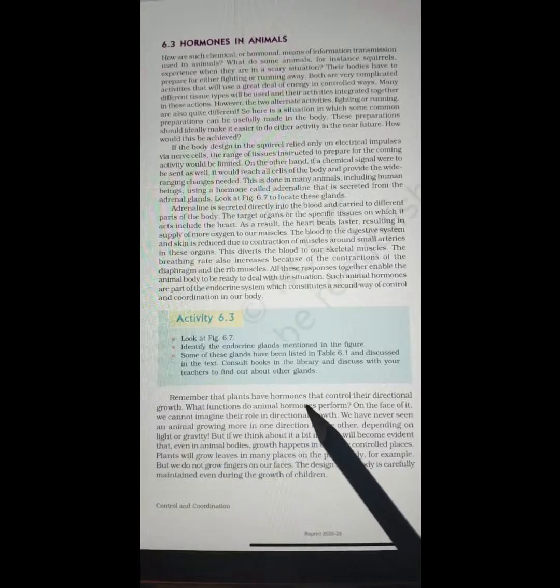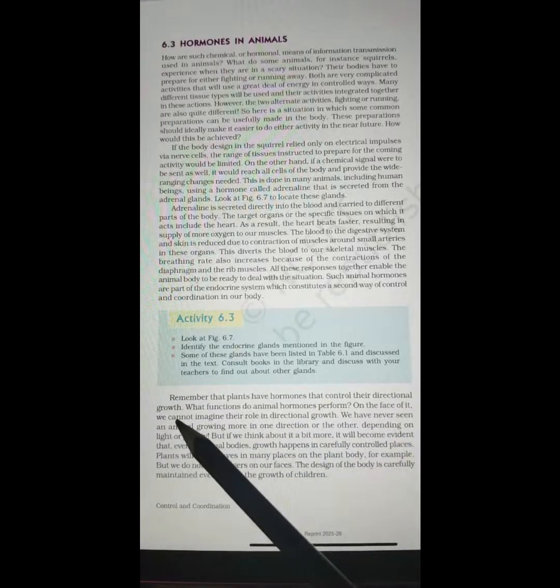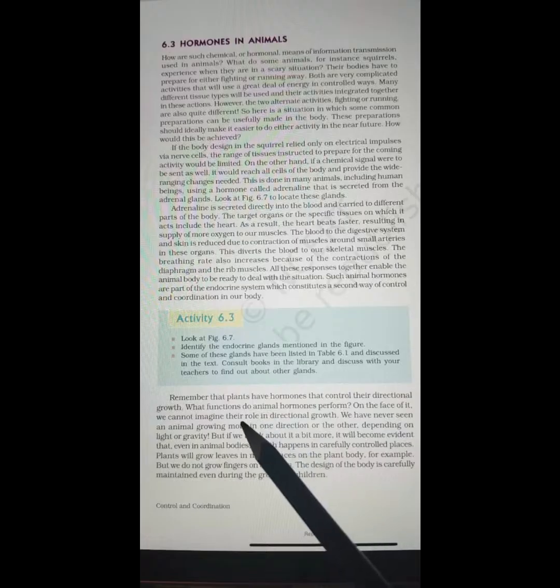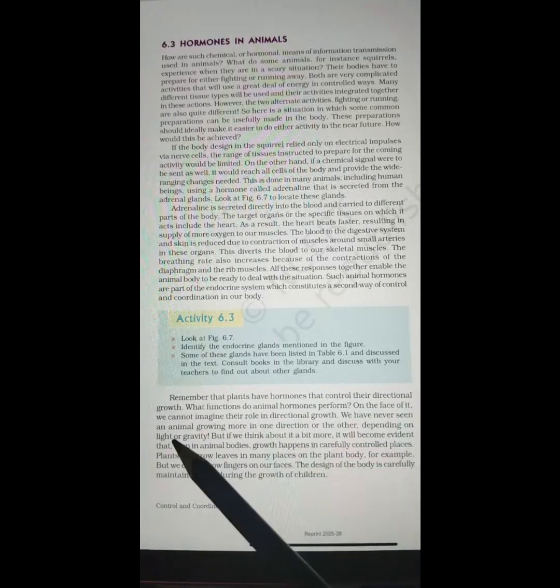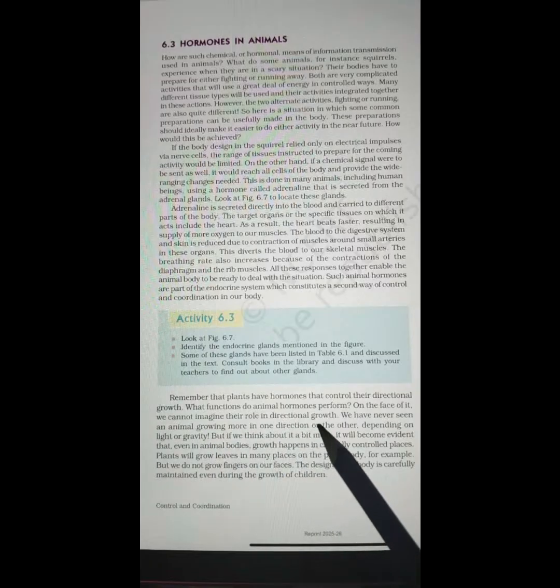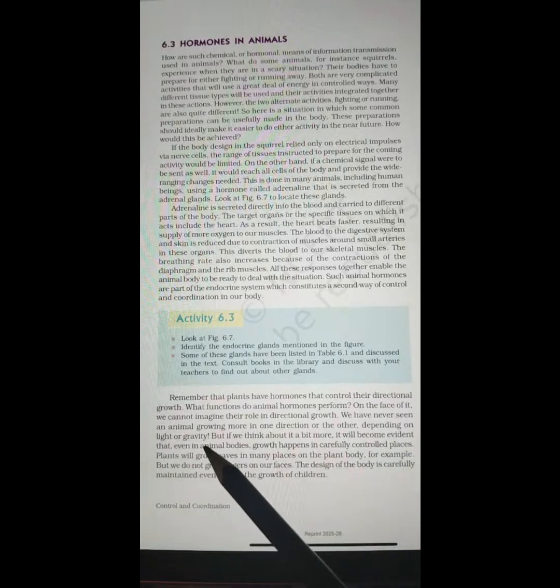Remember that plants have hormones that control their directional growth. What functions do animal hormones perform? On the face of it, we cannot imagine their role in directional growth. We have never seen an animal growing more in one direction or the other depending on light or gravity. But if we think about it a bit more, it will become evident that even in animal bodies, growth happens in carefully controlled places.